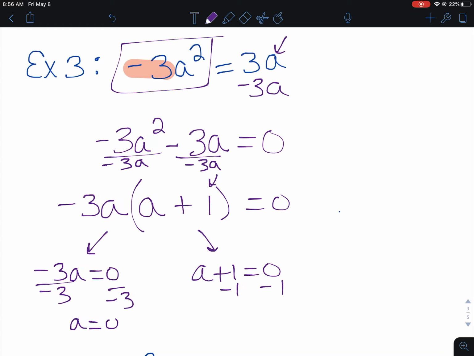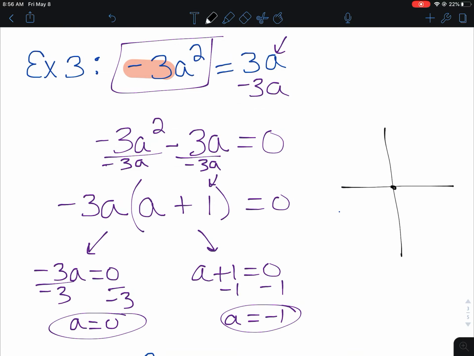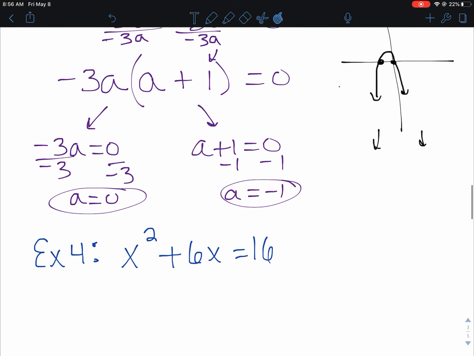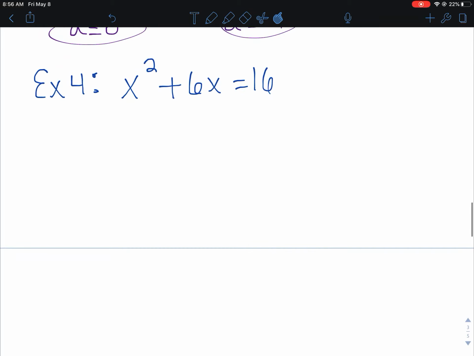If I divide, I get a equals 0. If I take away 1, I get a equals negative 1, right? So those are my two zeros, 0 and negative 1. They're very close together this time. And because a was negative, this graph is going to face upside down instead of right side up, okay? So that's the only difference there. If this value starts negative, we want our graph to go down in both places.